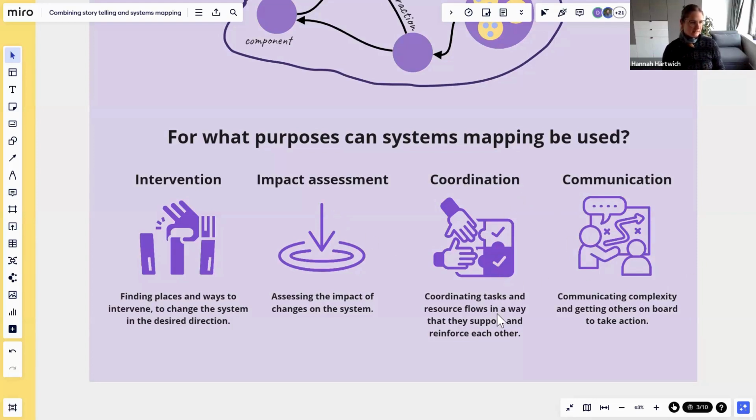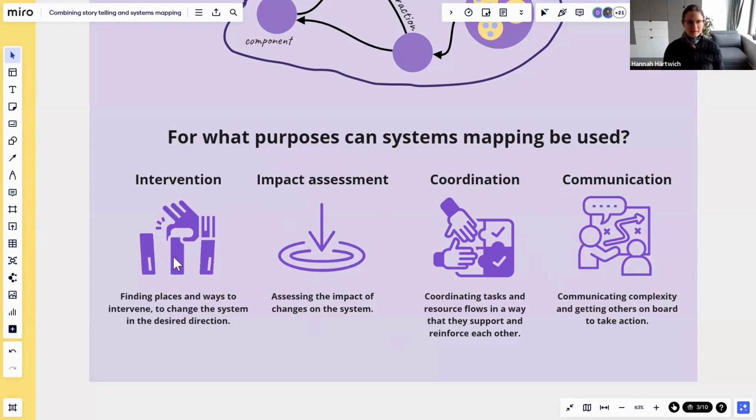And then we can also use it more practically. Maybe we need to coordinate multiple people for a certain task that we try to do together. We need to coordinate resource flows. So it really helps to get a better understanding of how the system is put together. And then finally, systems mapping can help us to support communication in complexity. Sometimes that can be about needing to explain to others what is happening within the system in order to get them along with taking certain kinds of actions. And you will see that often these four purposes, if you go through a systems change process, will all come into play.